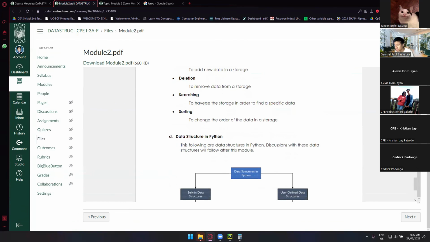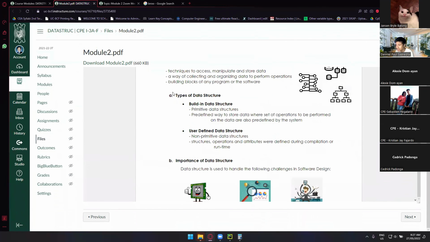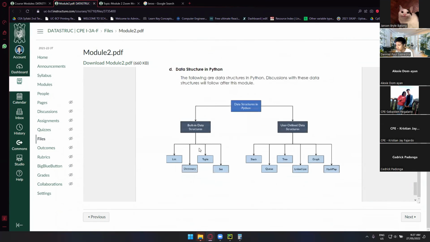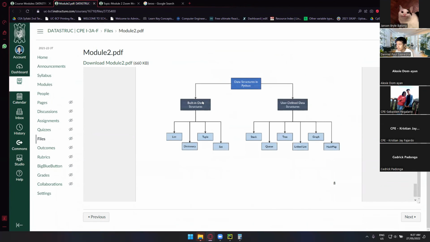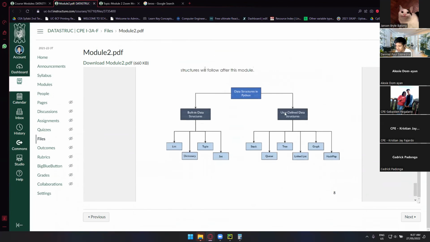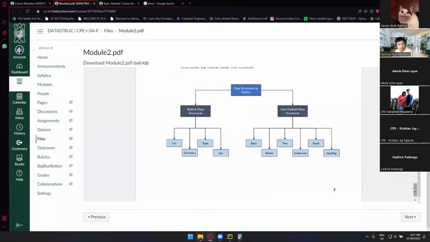So the next one is data structure in Python, which we had a while ago. This is the example of the types of data structure, which are the built-in data structures and the user-defined data structures. So that's pretty much it for module 2. Any questions or clarifications so far?